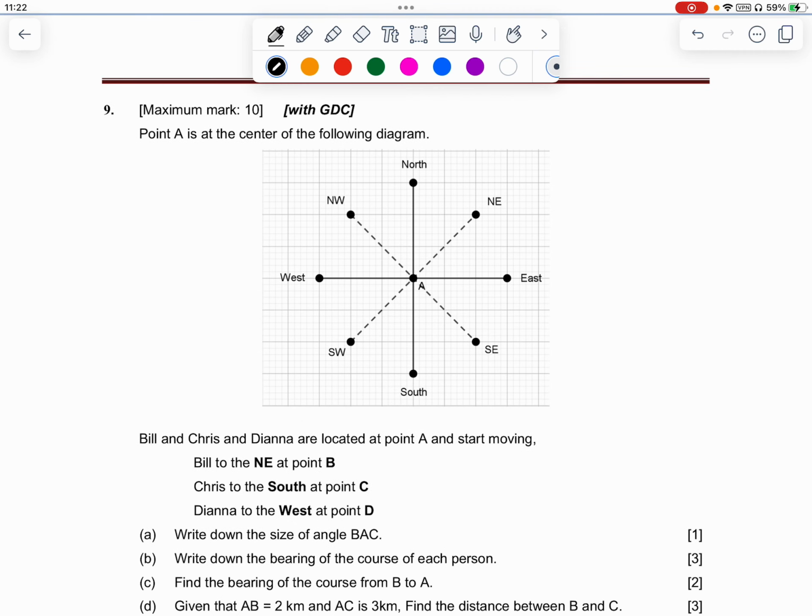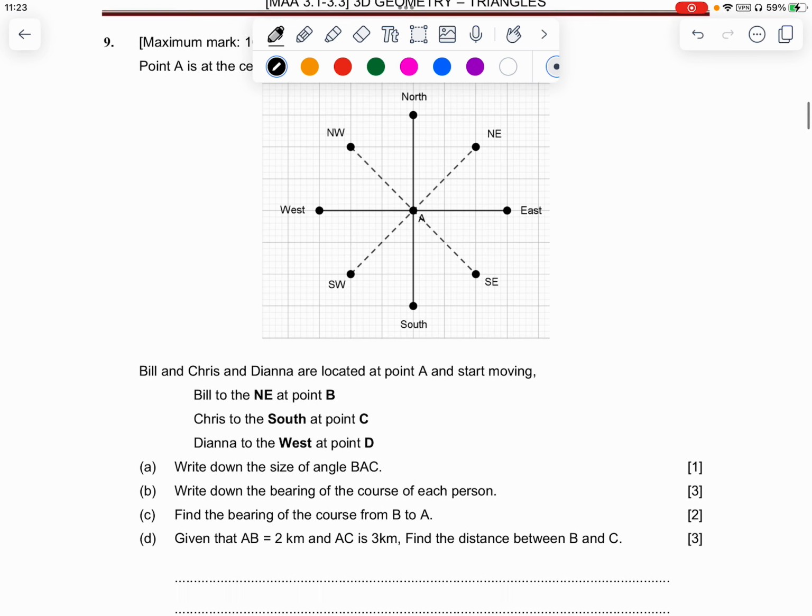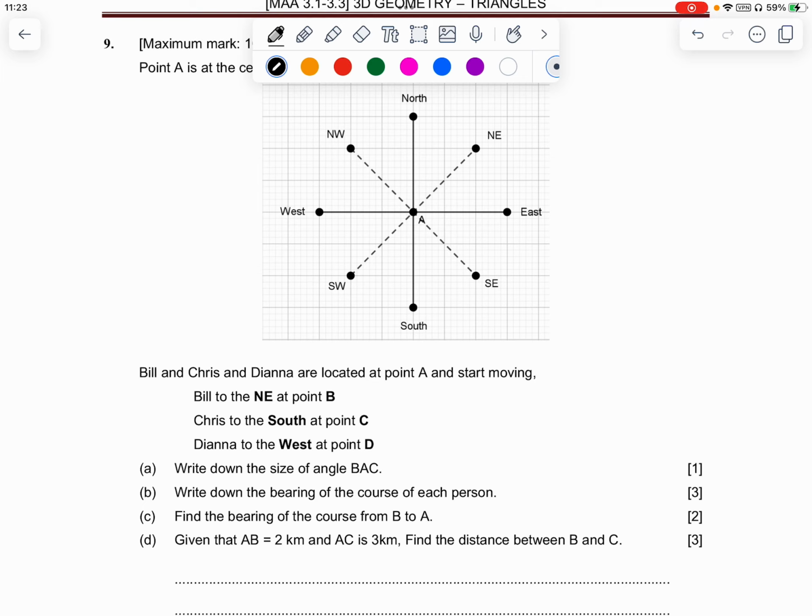Question number 9. Point A is at the center of the following diagram. Bill and Chris and Diana are located at point A and start moving. Bill is northeast to the point B. So Bill is over here. Chris is to the south, at the point C. So Chris is over here at the point C. And Diana to the west, at the point D. So Diana is to the west at point D.